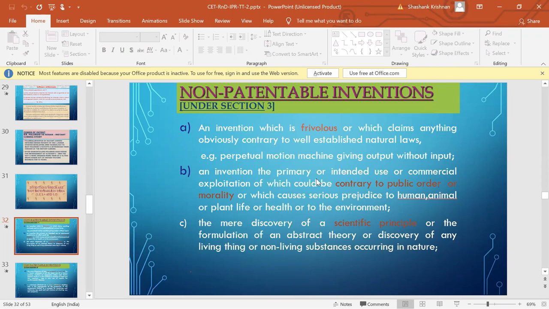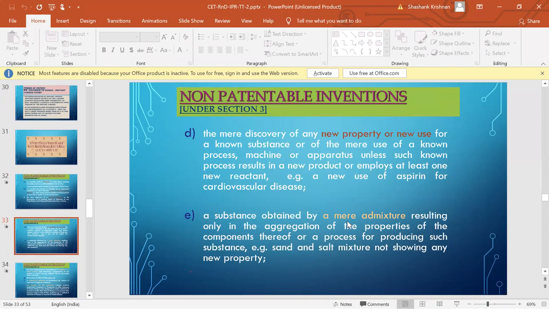For example, a new type of explosive, which can be used for, let us say, bombing a place or a terrorist attack. You cannot patent that because it is not in the interest of society. Then a simple scientific principle which doesn't have a translation potential, so the application also cannot be patented. A mere discovery cannot be patented, and a combination of many things also cannot be patented.